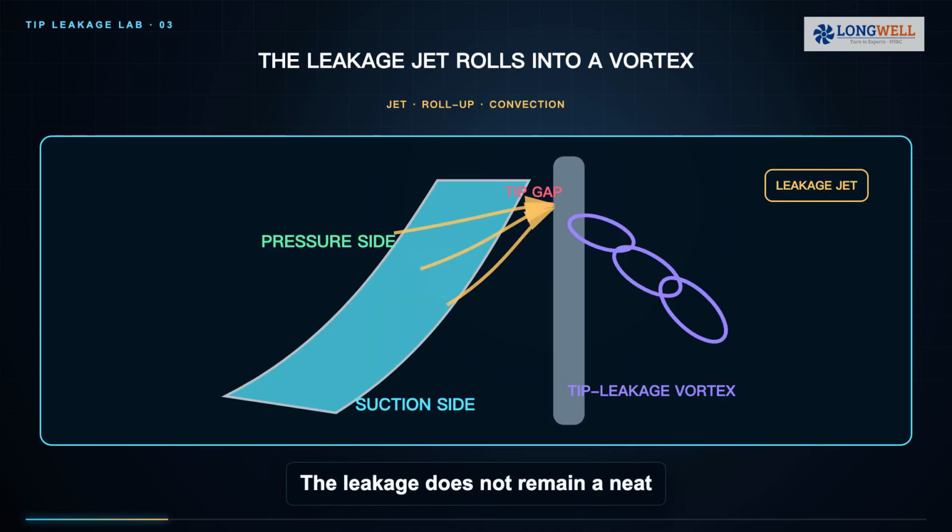The leakage does not remain a neat radial stream. It emerges as a jet, meets the main passage flow and rolls into a tip-leakage vortex. As the rotor turns, the vortex convects downstream and interacts with the next part of the blade passage. This animated vortex is a mechanism map, not a claim that every fan has the same vortex size or trajectory.